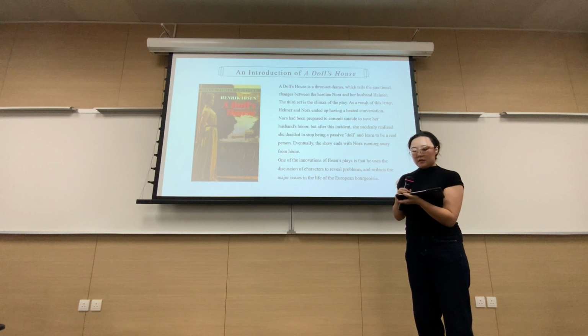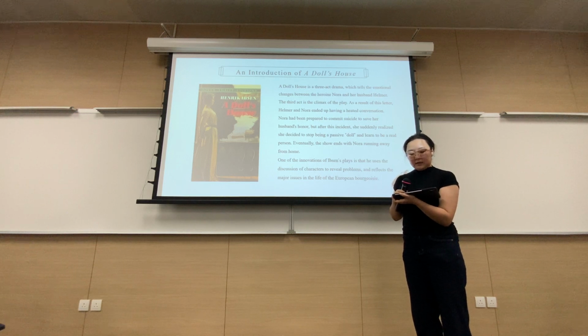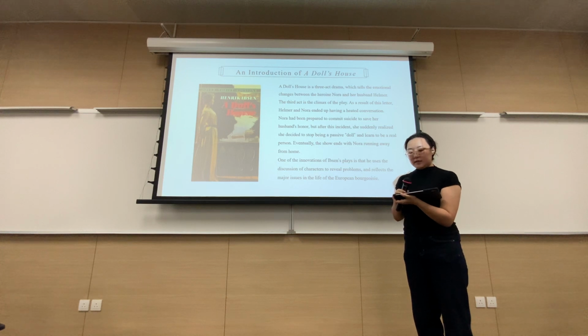One of the innovations of Ibsen's play is that he uses the discussions of characters to reveal problems and reflect the major issues in the life of the European bourgeoisie. The dialogue in A Doll's House is very refreshing and thought-provoking. In particular, some of Nora's words in the third act are full of the color of feminist rebellion against traditional ethics. She believes that before becoming a mother and a wife, she must become a person who can think independently. Thus, she undergoes a series of transformations from self-awakening to self-salvation.